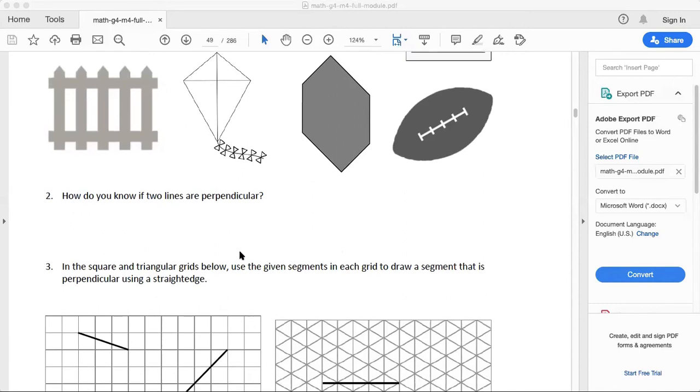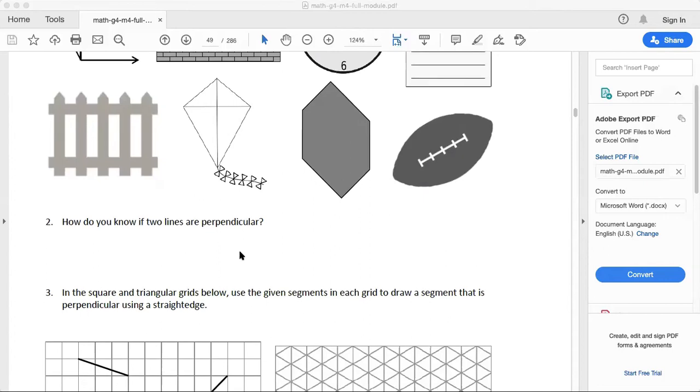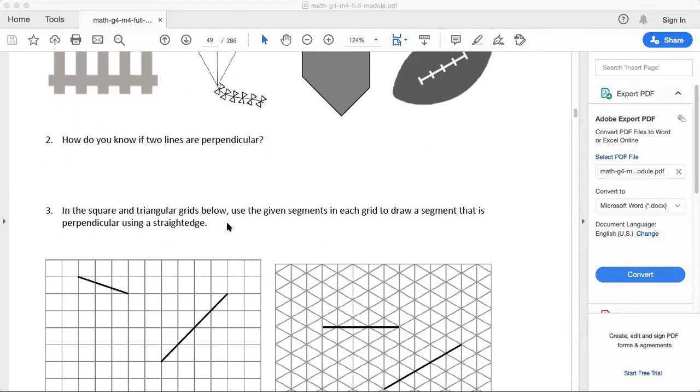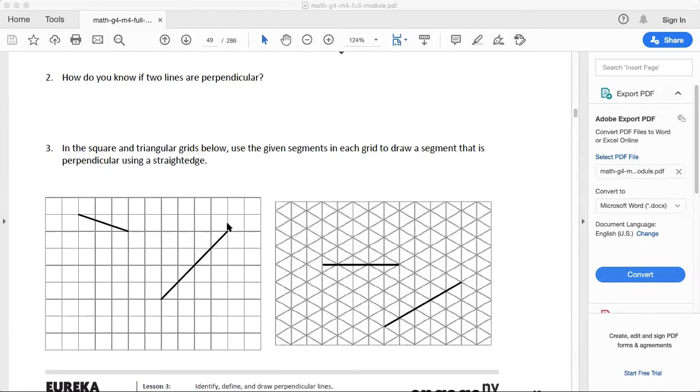How do you know if two lines are perpendicular? Remember in the video, Duane explained that perpendicular lines are when lines intersect to make a 90-degree angle. So if it looks like an L, take your finger and your thumb and make the letter L with your fingers. That's going to be perpendicular, making that 90 degrees. So answer number 2. Number 3. In the square and triangular grids below, use the given segments in each grid to draw a segment that is perpendicular using a straight edge.